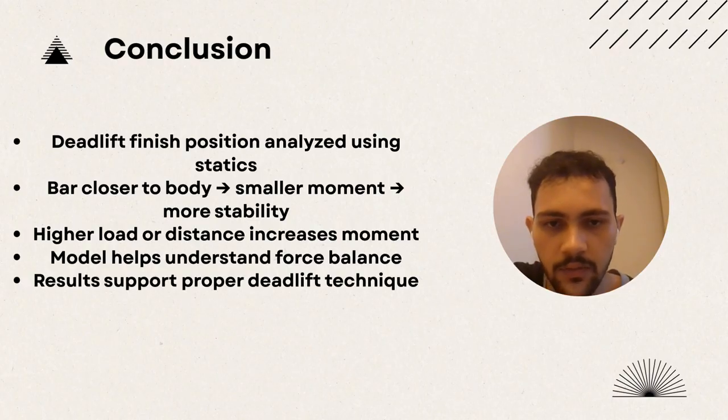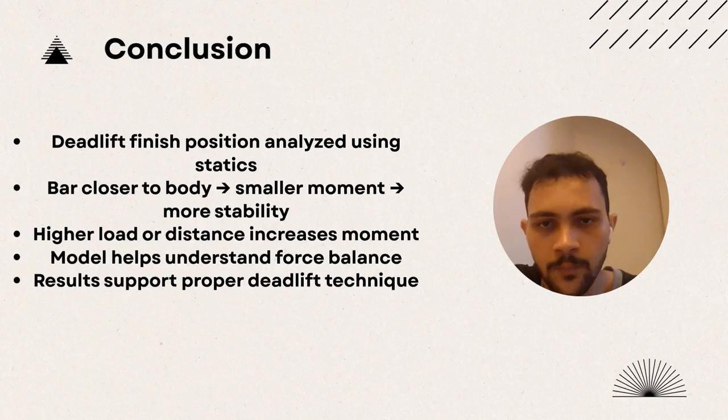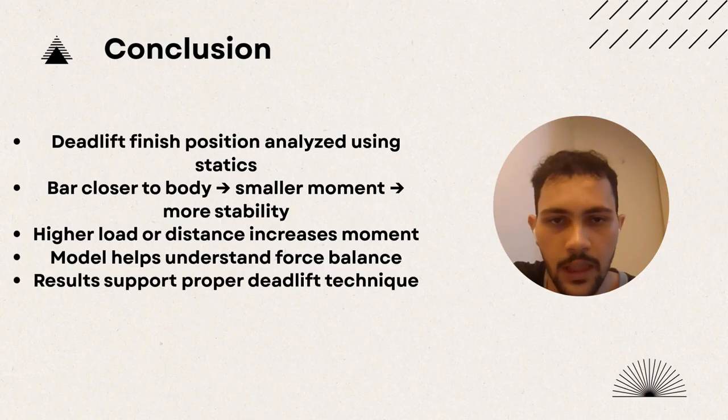In this study, the deadlift finish position was analyzed using principles of static equilibrium. A simplified physical model was developed to represent the lifter-barbell system, allowing forces and moments to be studied in a controlled and systematic way. The analysis shows that when the barbell is kept close to the body, the horizontal distance from the hip joint is minimized. This results in a smaller moment, making the position more stable and mechanically efficient.